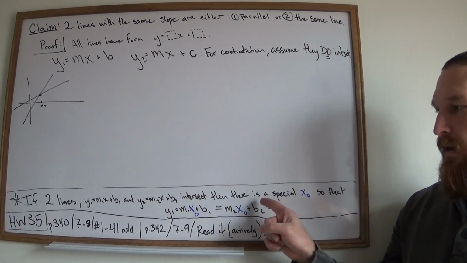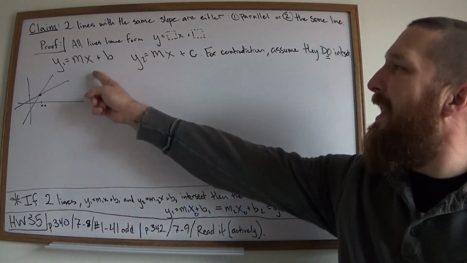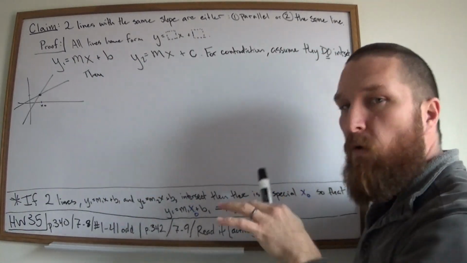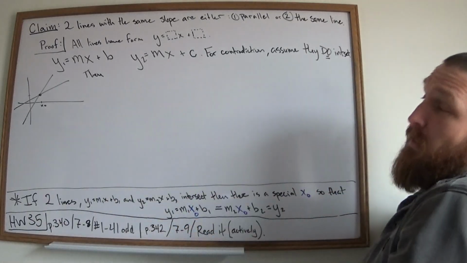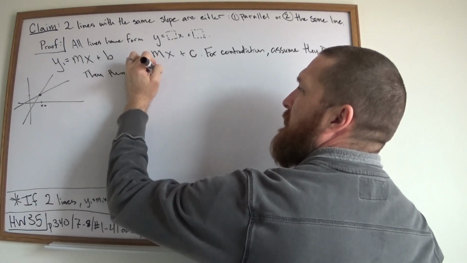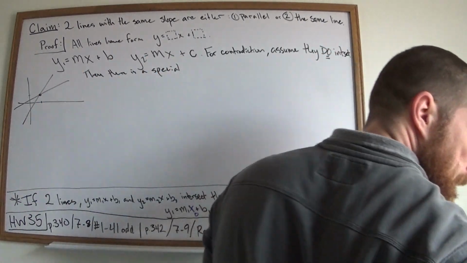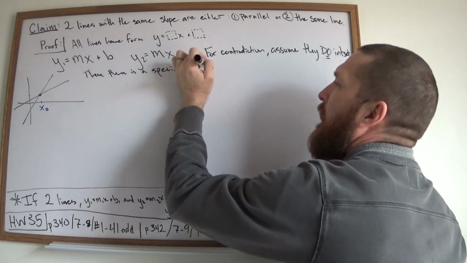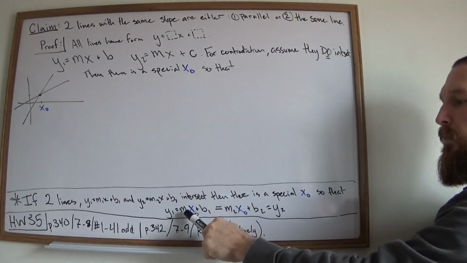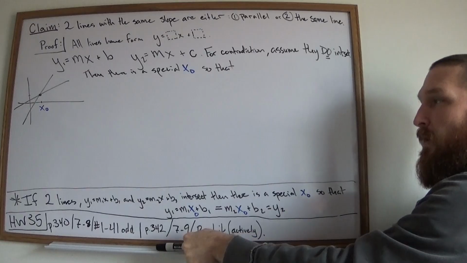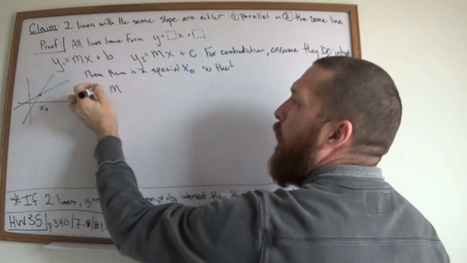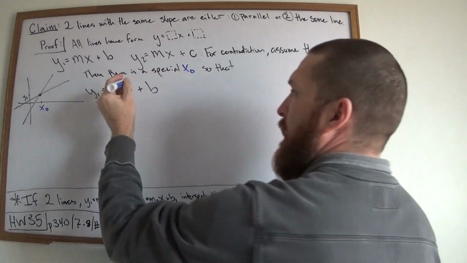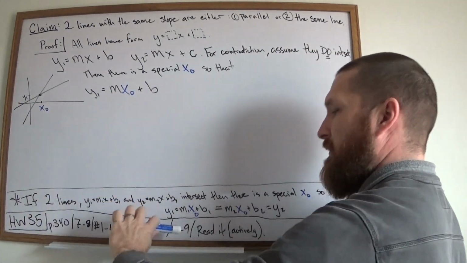Then there is a special x0 so that these two have the same output values. Since they do intersect, which they don't, but we're assuming for a contradiction that they do, there is a special x0 so that if you plug it into the first one, it equals the exact same thing as the second one. So let's do that. Plug it into the first one: y1 equals m x0 plus b.